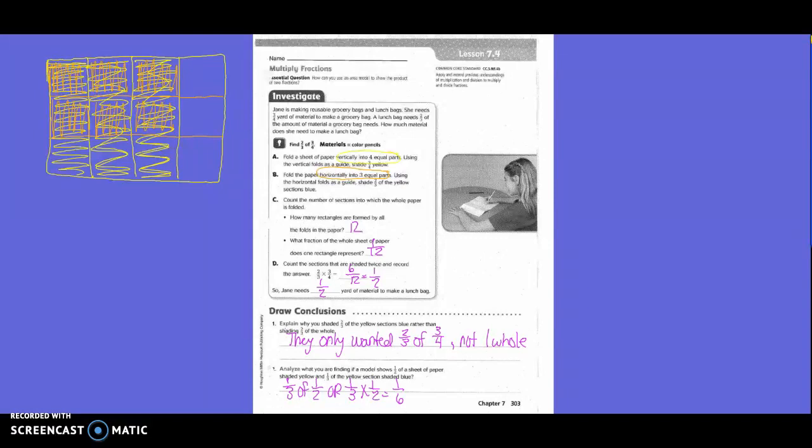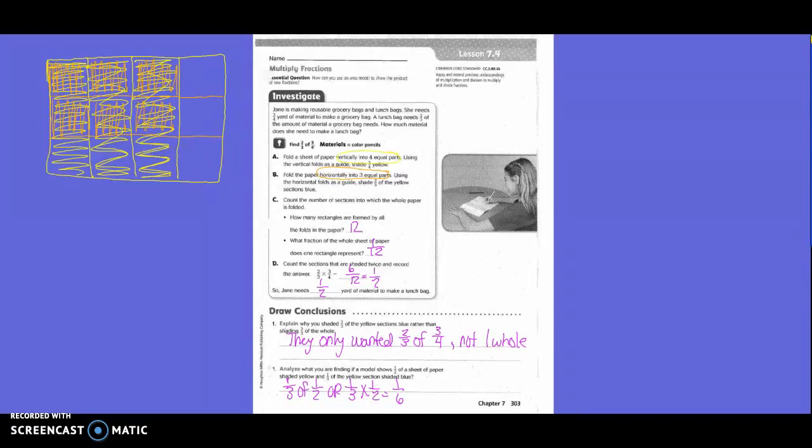Then it says to fold your paper horizontally into 3 different sections. And we did that, but we used orange instead of blue so it would show up on our screen. And then it says to shade 2/3 of those 3 sections that were already shaded. So then it says count the number of sections into which the whole paper is folded. So how many rectangles are formed by all the folds in the paper?